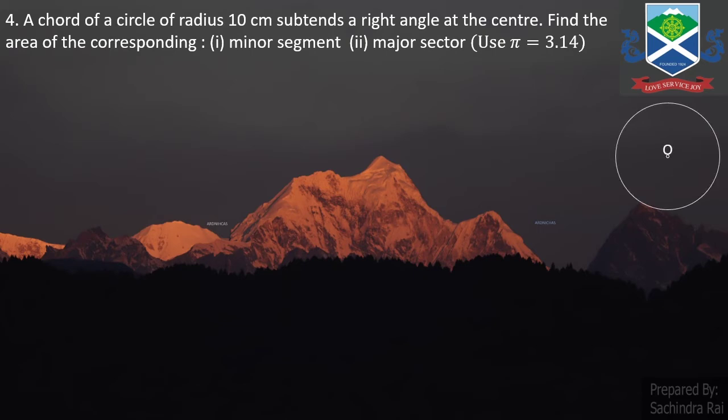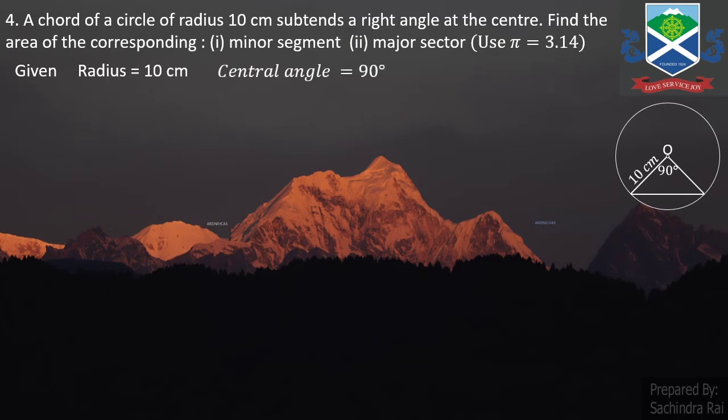So we have a circle with center O, we have a chord, and this chord subtends an angle at the center. So this is the center, so this chord is subtending an angle like this and like this at the center. When you join the endpoints of the chord and the center, it subtends an angle of 90 degrees here. And we know the radius of the circle as 10 centimeter. We need to find out the area of the minor segment. So what is given to us here? The radius as 10 centimeter and the central angle or the angle of the sector as 90 degrees.